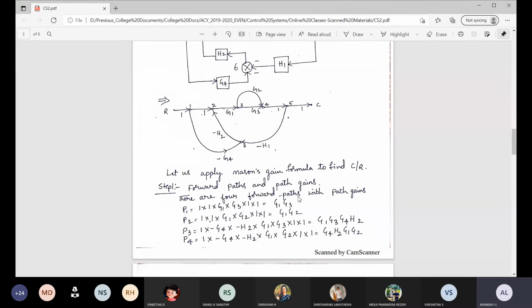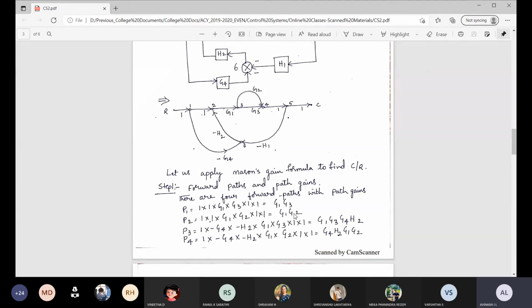Four paths are there. So once we write the four paths, we have to write the path gain also. So you write it down, all of you: there are four forward paths with the path gains given by. P1 equal to what? 1 into 1 into G1, G3 into 1 into 1. So finally the value will be G1 G3. Similarly, the P2 value, the path 2: 1 into 1, G1, G2, 1 into 1 equal to G1 into G2.